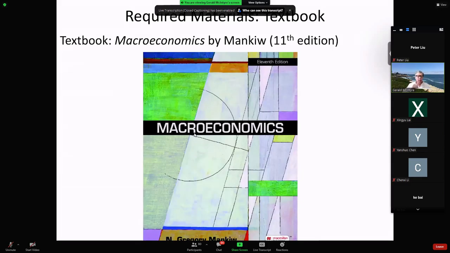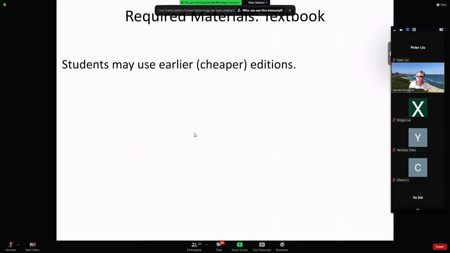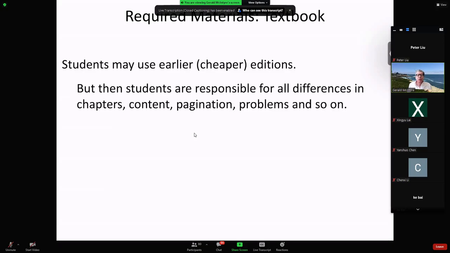Here's the required textbook. It's Macroeconomics by Greg Mankiw, the 11th edition. You may use earlier editions of the textbook. They're cheaper. But if you do, you, the student, are responsible.